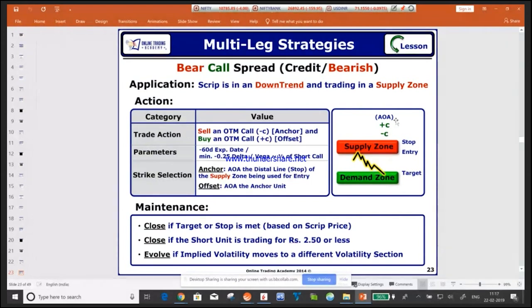Again, the parameters are the same: 60 days or less, minimum minus 0.25 delta, and Vega of the bear call spread should be half of the short call. Anchor unit at or above supply, offset unit above the anchor unit. Maintenance: close if target or stop is met based on the underlying price, or the short unit is trading at 10% of the options premium, and you will not do any evolution in this case.